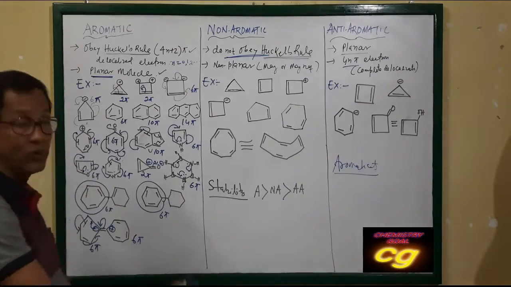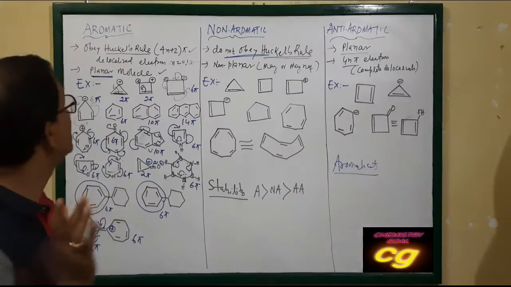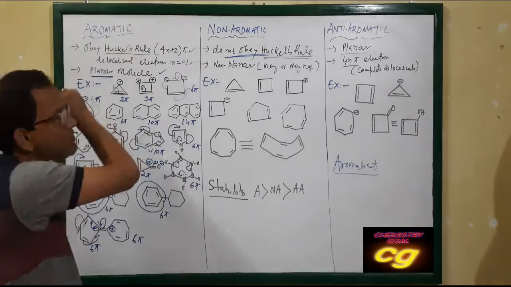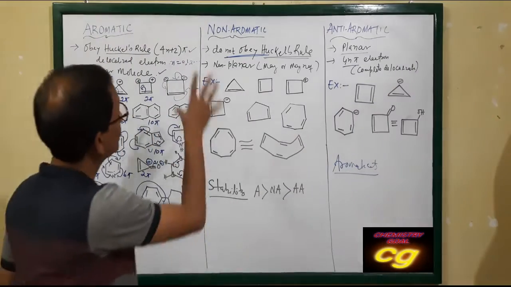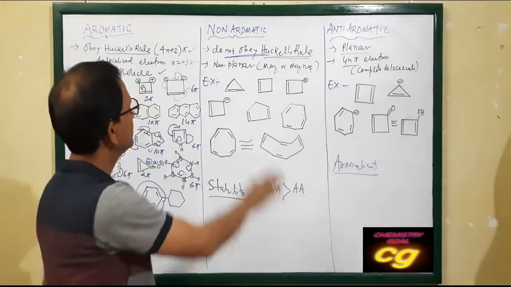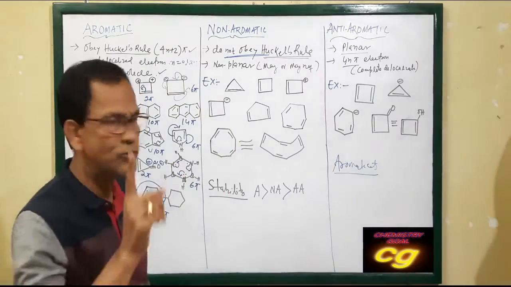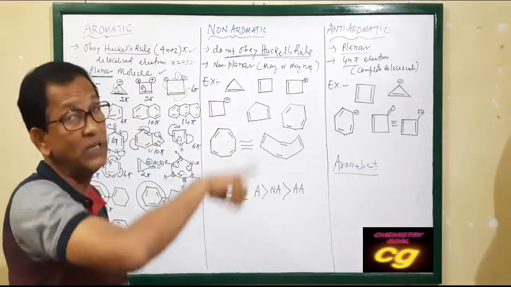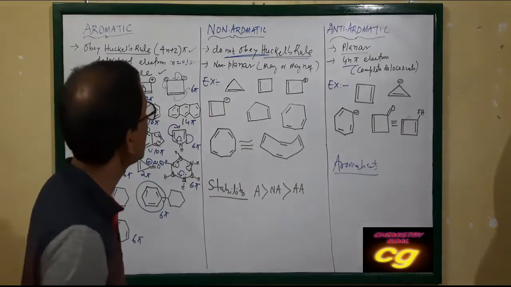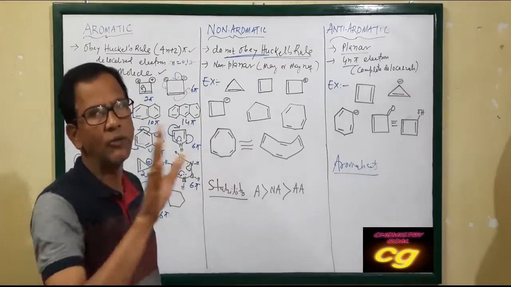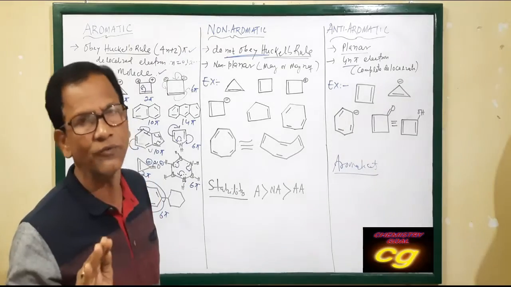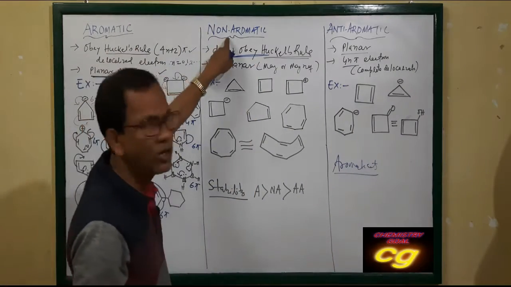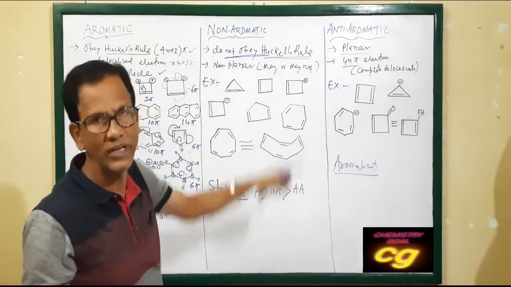So these are the important concepts of aromatic. If they satisfy Huckel's rule and the molecule is planar, then it is called aromatic. But the non-aromatic condition is that it does not obey Huckel's rule. Huckel's rule means it must contain 4n plus 2 completely delocalized pi electrons, and the molecule may or may not be planar. There is no condition for that, but it does not obey Huckel's rule. That's why it is just the opposite, non-aromatic.